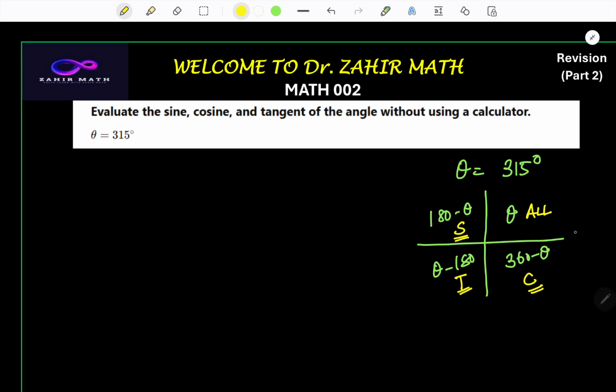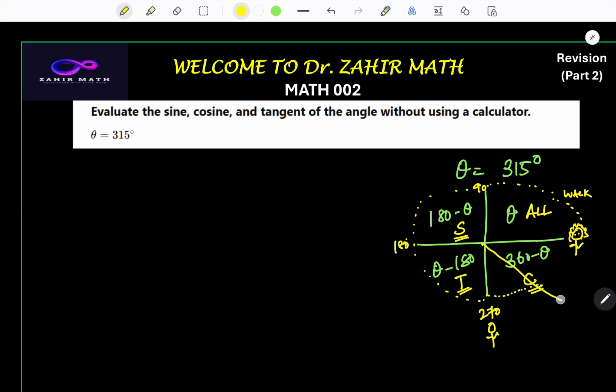Easy to remember. Now let's go with 315 degrees. Let's start walking. We reach 90. Again we reach 180. Then 270. Still we are not reaching 315. So once we cross that, here will be 300 and 315. So automatically you are standing here at 315 degrees.